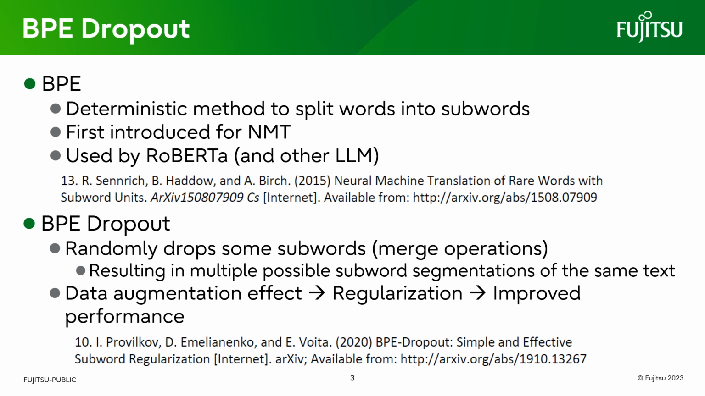BPE dropout, on the other hand, is a training method that can be applied on models using BPE. It consists in randomly dropping some of the subwords or merge operations from BPE. As a result, this has a data augmentation effect, since we can get multiple sequences of subwords from a single text, and so it multiplies the training data. The regularization effect provided by BPE dropout usually improves the final results of the system. If you want to know more about BPE and BPE dropout, please refer to the cited articles.